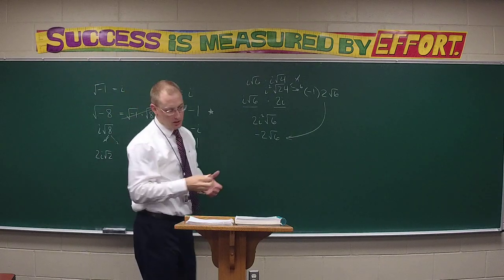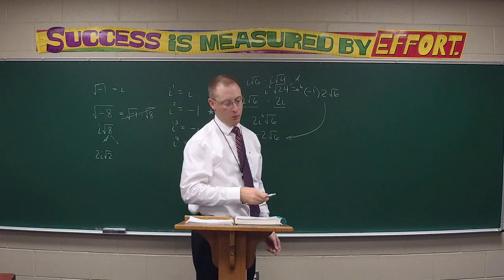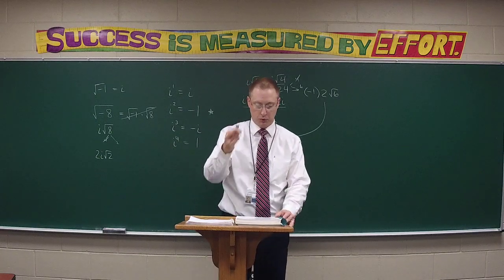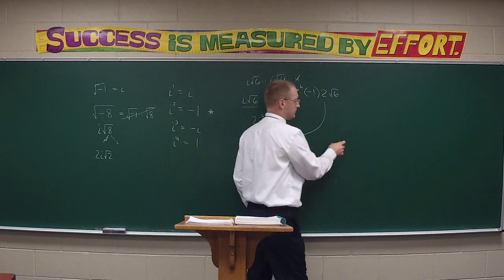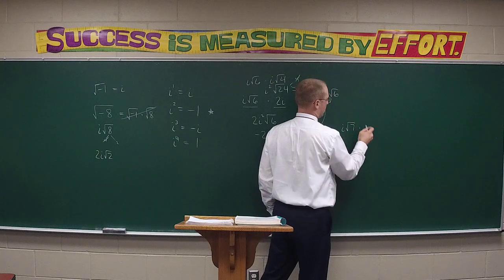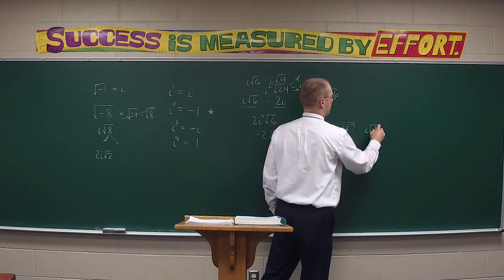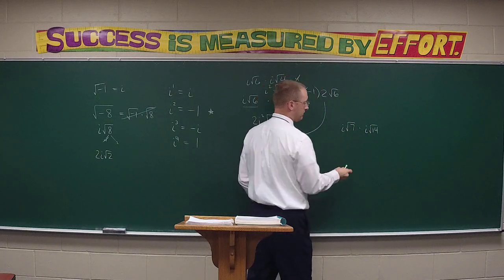All right, let's take a look at number 22. And again, we're not going to write square root of negative 10, square root of negative 14, Genesis. We have i times square root of 10 times i times square root of 14. Which when we multiply gives us?